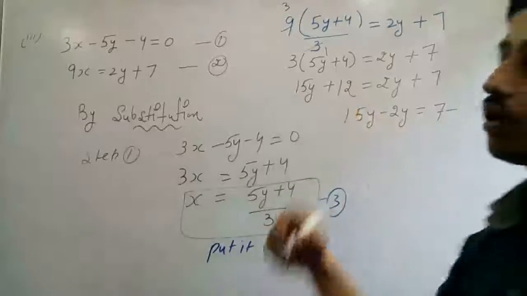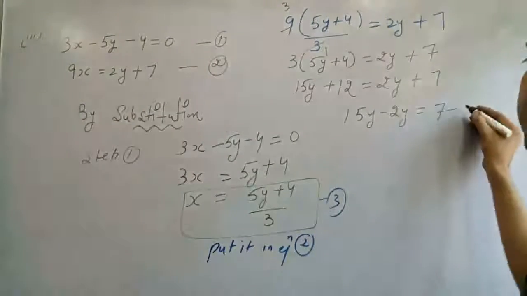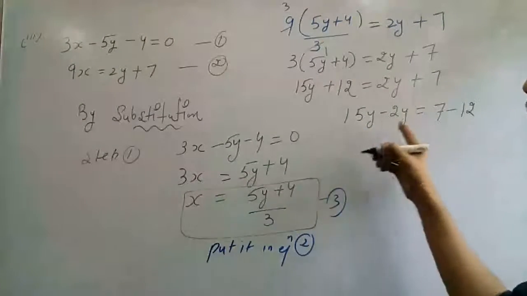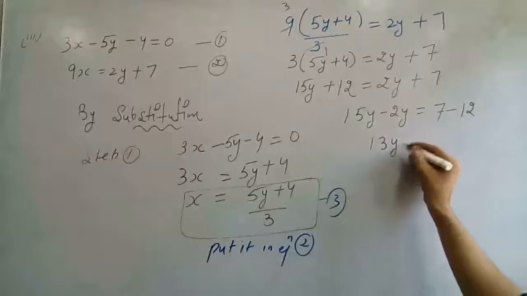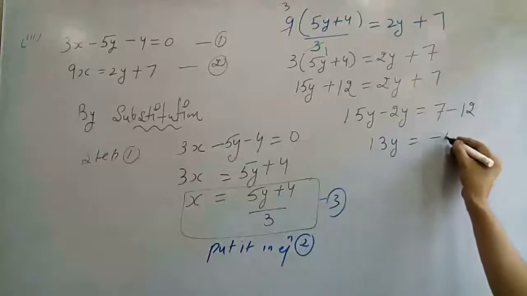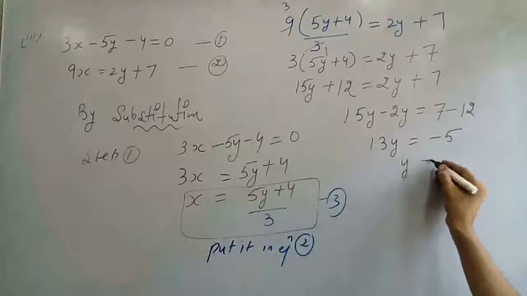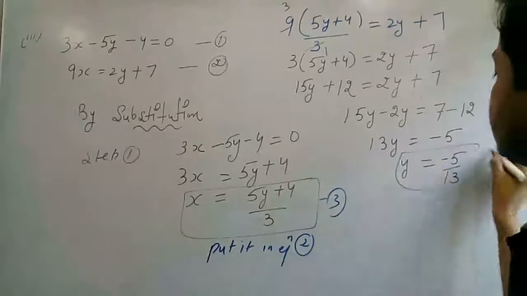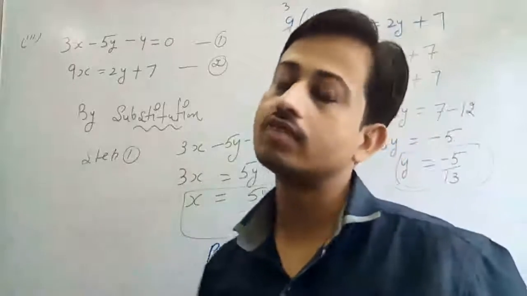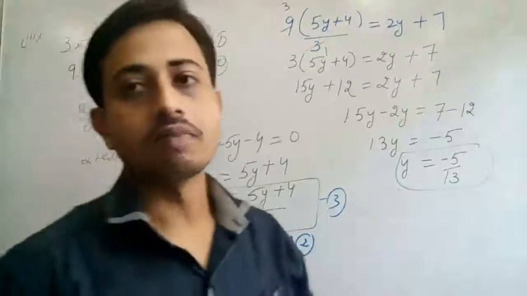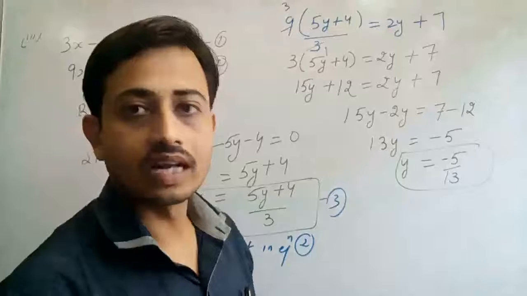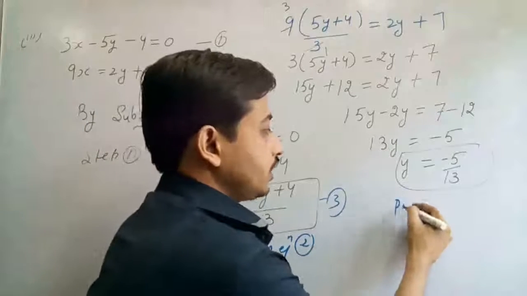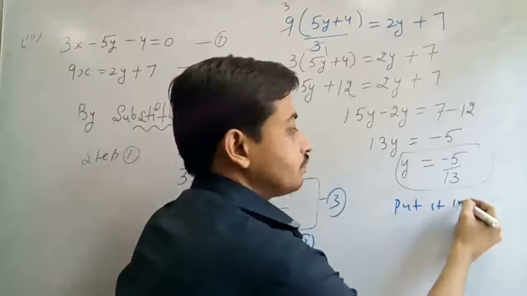Take this 12 on the right hand side, it becomes negative. So 15 minus 2 we get 13y, is equal to 7 minus 12 we get minus 5. So what's the value of y? Minus 5 by 13. It's the same as we already did in the first one using the elimination method. Now next step is what? Put it in equation third.